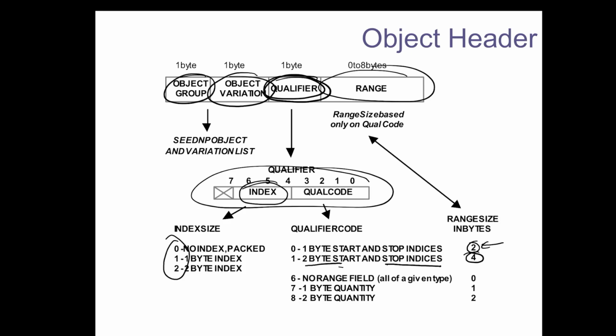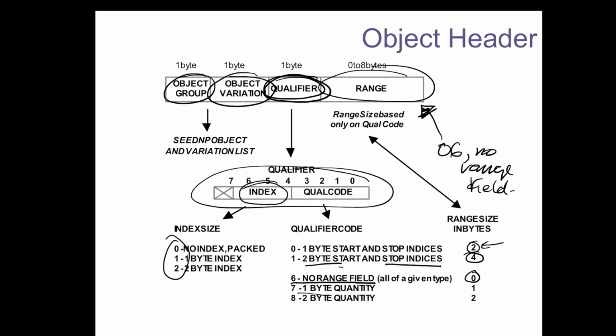Okay? Now I talked about the 06 qualifier. We said it had no range field, so notice how this says 0. This doesn't even exist for a 06. A 06 has no range field. And therefore this wouldn't even be there. There would be no range.